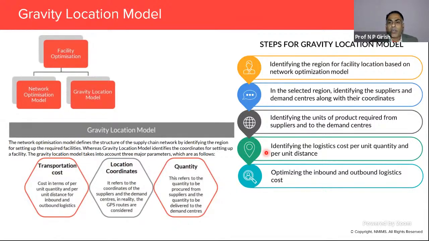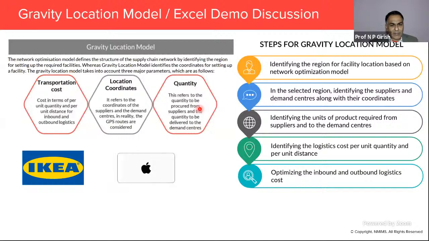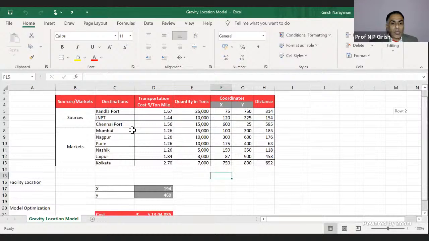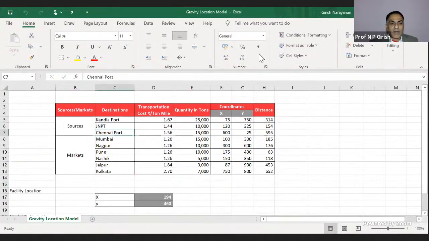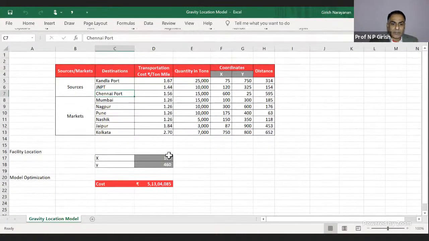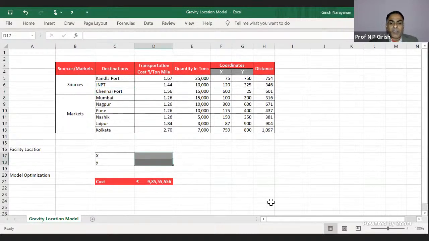All right, good. So now we need to get to Excel. Before I get there, let us take a look at this gravity location model. Is the Excel visible to all of you? Yeah, it's visible.